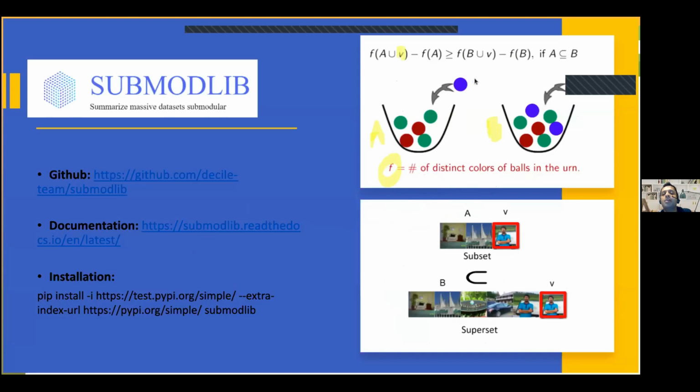You have a ball, which is V, the blue-colored ball. The marginal gain of adding the blue-colored ball to the smaller set A is greater than or equal to the marginal gain of adding the same ball to the larger set. Such a function is a submodular function, and submodular functions exhibit this diminishing returns property.